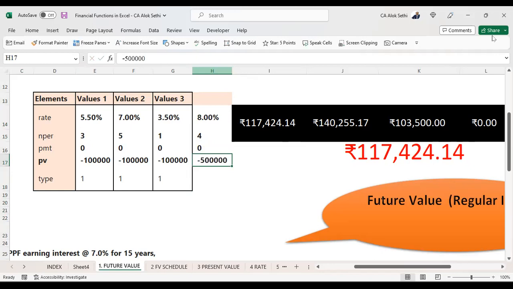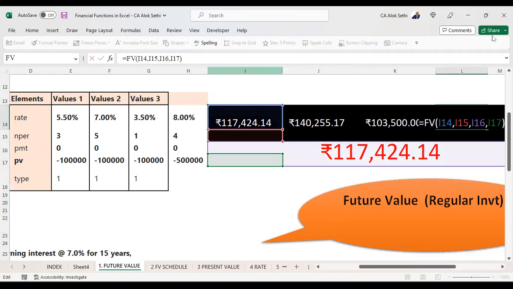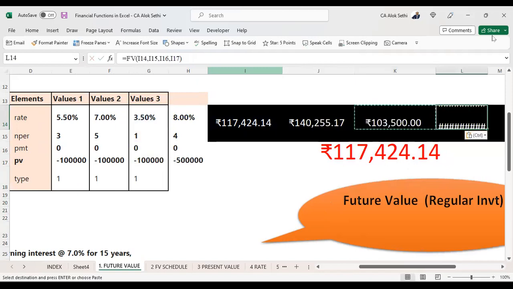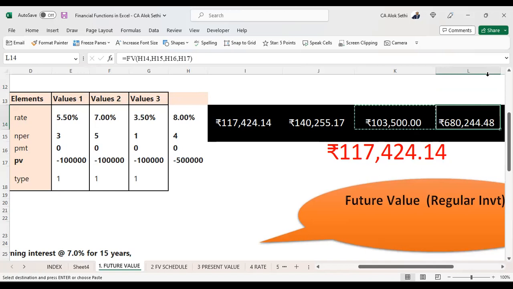ठीक है, जैसे ही आप यहाँ पे वैल्यूज पुट करेंगे, you will get an answer over here. लेकिन आंसर आ नहीं रहा है, क्यों? क्योंकि हमने ये गलत जगह से कॉपी किया. हम इसको जब आगे कॉपी करेंगे, कॉपी पेस्ट, तो हमारे रेफरेंसेस ठीक कॉपी होंगे. ठीक है, अब देखिए हमारे रेफरेंसेस कॉपी हो गए. अब आपको आंसर जो मिल रहा है वो मिल रहा है 6,80,244.